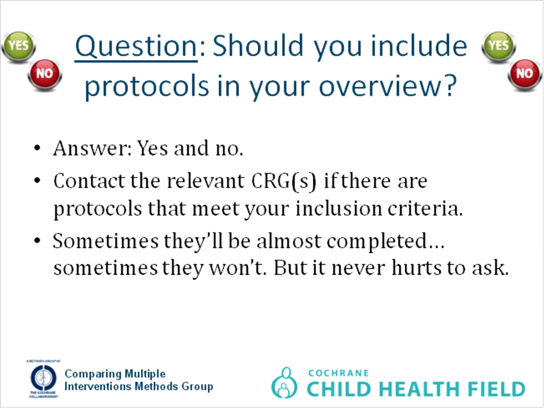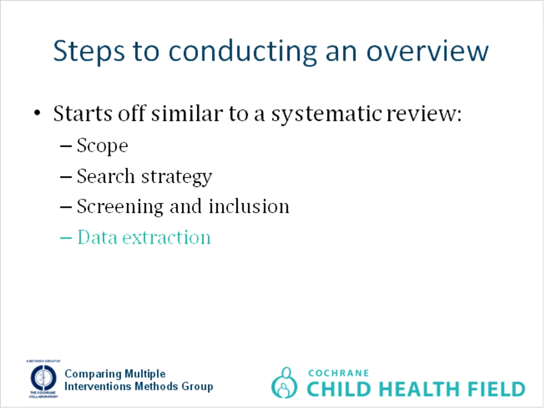So it's always a good idea to contact the relevant Cochrane review group if there are protocols that meet your inclusion criteria. Ask them if the reviews are close to completion. Often they won't be, but sometimes they will, and we found that authors are very happy to provide pre-publication versions of their reviews with us. Actually, we found that sometimes our best data comes from these pre-publication versions. So to answer the actual question, it doesn't do much good to include protocols, but if you can obtain pre-publication versions of these reviews, then you should include them. Otherwise, you can exclude them, and at least you know that you covered all your bases and you attempted to obtain all relevant reviews.